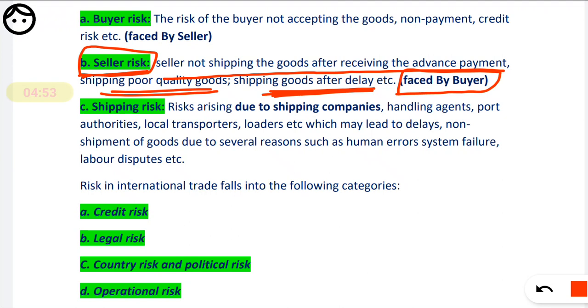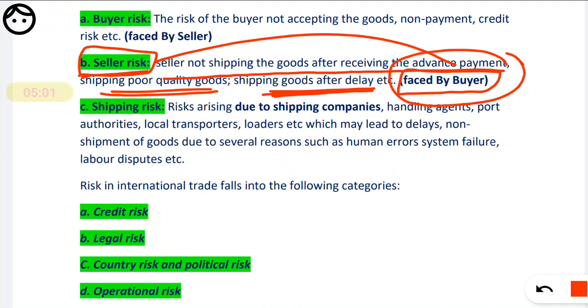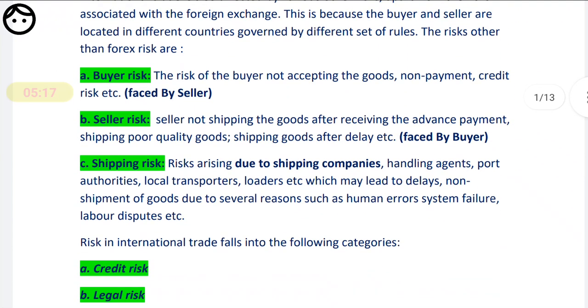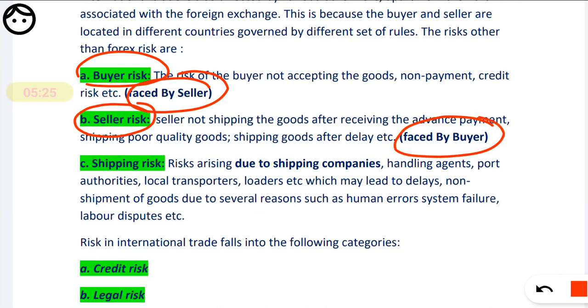Who faces the seller risk? Just remember, seller risk is faced by the buyer. So you can easily judge what type of risk the buyer can face. The exporter means a seller. The exporter is not shipping the goods even after payment, or the quality of the goods is poor. In this way you can remember. It is very important that you remember buyer risk is faced by the seller and seller risk is faced by the buyer. Just remember that keyword, then you can easily judge what type of risk it is.